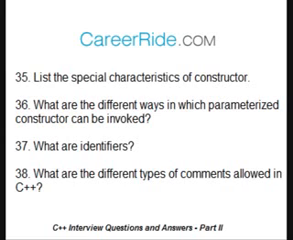List the special characteristics of a constructor. A constructor has the same name as that of the class. It is automatically invoked when an object of the class is declared. Constructor obeys the usual access rule. Private and protected constructors can only be accessed by the member functions and friend functions of the class. A public constructor is available for all the functions. Only that function can create the object that has access to the constructor.